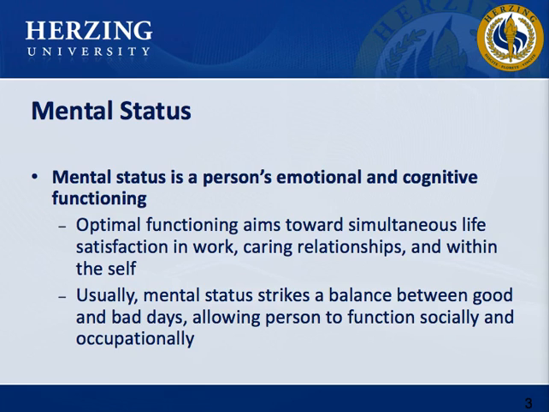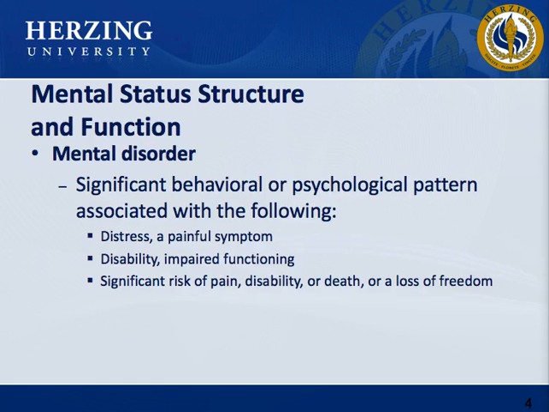Mental status structure and function. A mental disorder is a significant behavior or psychological pattern associated with the following: distress or a painful symptom, disability, which includes impaired functioning, or significant risk of pain, disability, or death, or loss of freedom. Organic disorders are due to brain disease of known specific organic cause.